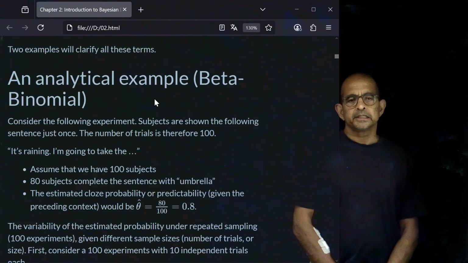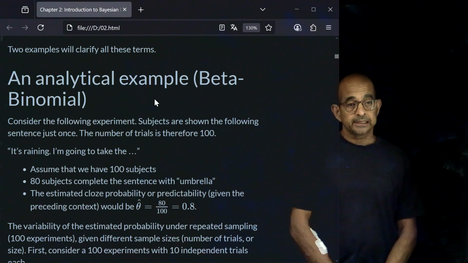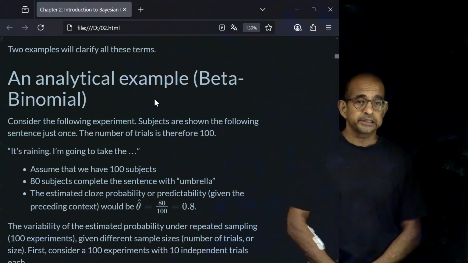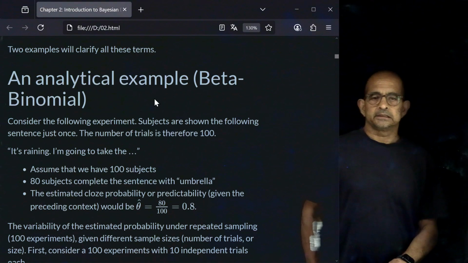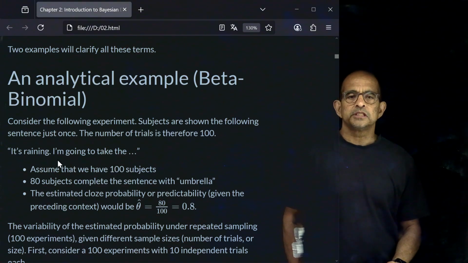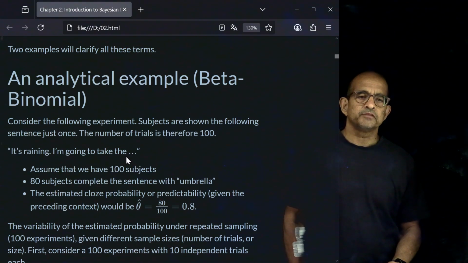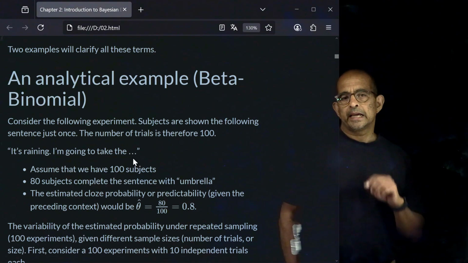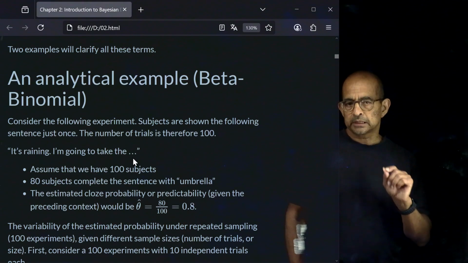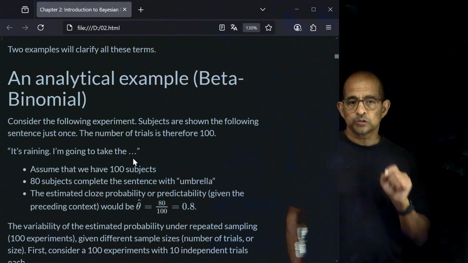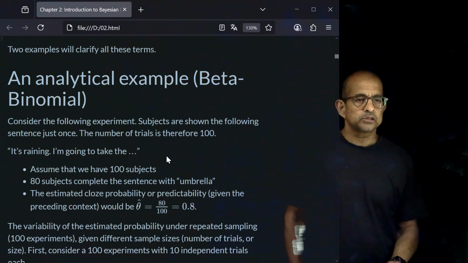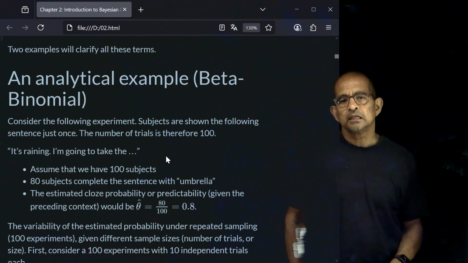In this part of the lecture for chapter 2, I'm going to walk you through an analytical example of the application of Bayes' rule for data analysis. This is the beta binomial conjugate case, and the story works like this. Suppose we ask subjects to complete a sentence. We show them an incomplete sentence, we ask them to complete it with one word, and we stipulate that the correct word that we are expecting them to put in is the word umbrella. So let's say we have 100 subjects, each of them sees one instance of this sentence, just one sentence.